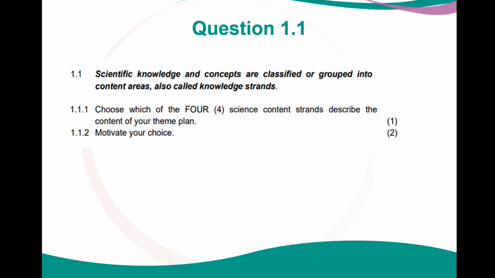So 1.1 is basically telling you that scientific knowledge and concepts are classified or grouped into content areas, also called knowledge strands. So you need to choose which of the 4 science content strands describe the content of your theme plan and motivate your choice. Remember, this presentation is purely to guide you and not to give any answers in that case.